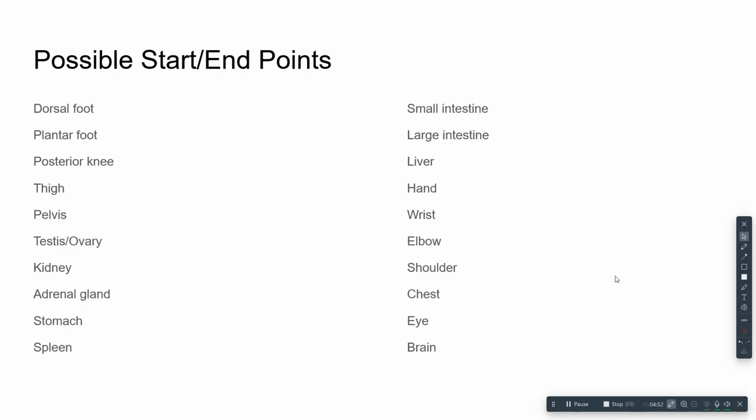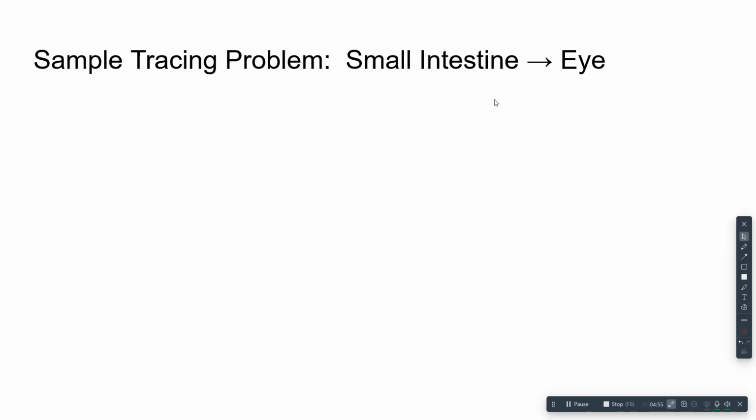Let's do a couple of sample problems, like from the small intestine to the eye. So the small intestine, we are going to start, of course, with veins. And the vein we're going to start with is the superior mesenteric vein, because we know that small intestine, a digestive organ, has to go to the liver first. Superior mesenteric vein takes me where? Takes me to my hepatic portal vein.